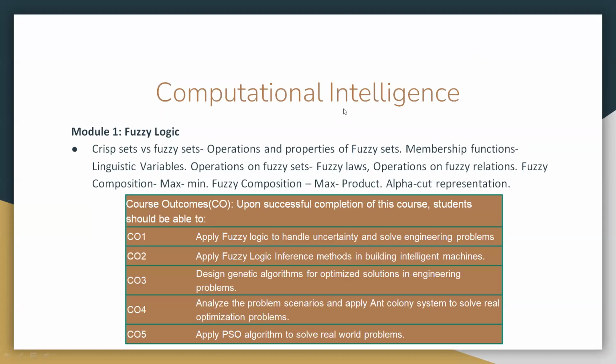Hello all. Today we are going to look at the subject computational intelligence, and the first and the second module deals with fuzzy logic. So fuzzy logic, these are the contents that we are going to cover, and the first module deals with the first course outcome, that is CO1, which indicates that the student will be able to apply fuzzy logic to handle uncertainty and also solve engineering problems.